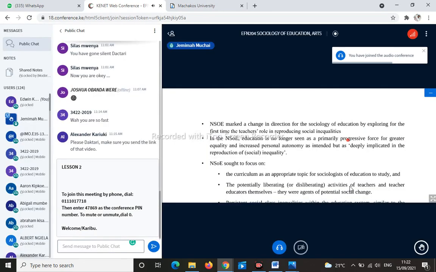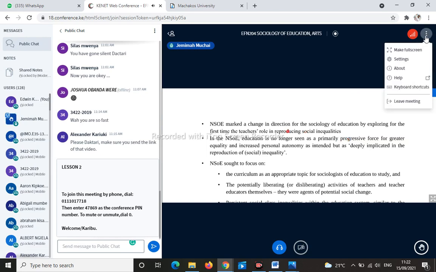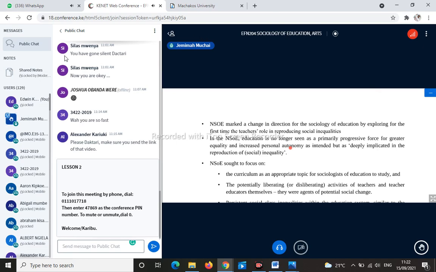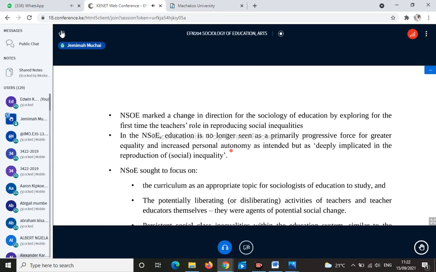Maybe in our Kenyan country before independence, there were Kenyan people who were educated, and they were being educated for a greater equality and increased personal autonomy. People would become better off when they got education. But look at our country now. There are so many people who even have PhDs. They don't have a job. So education is the reproduction of social inequality.